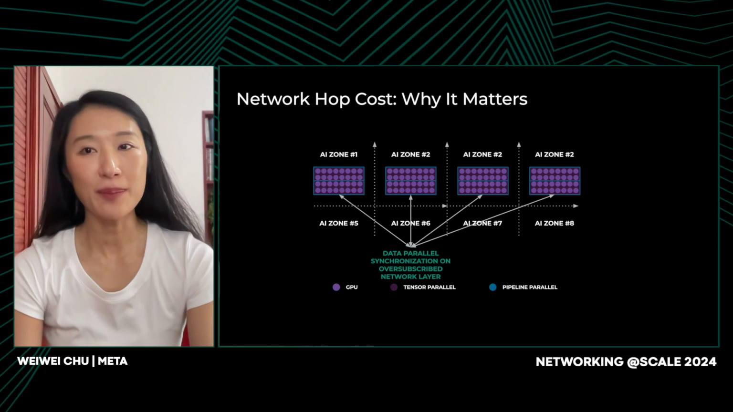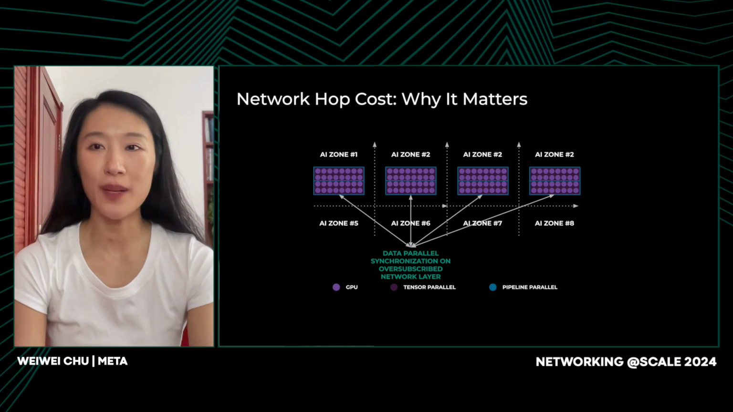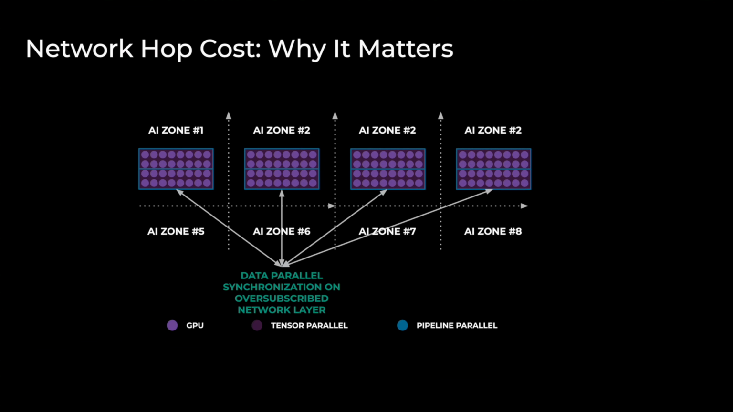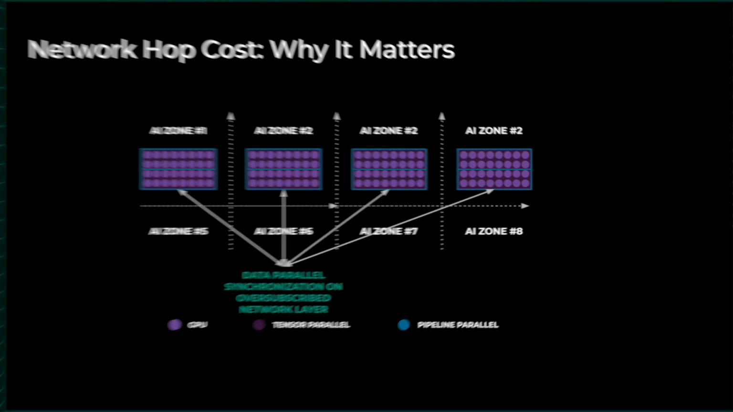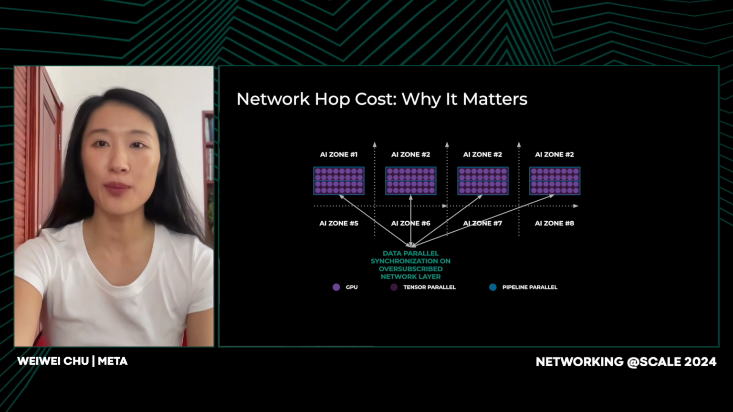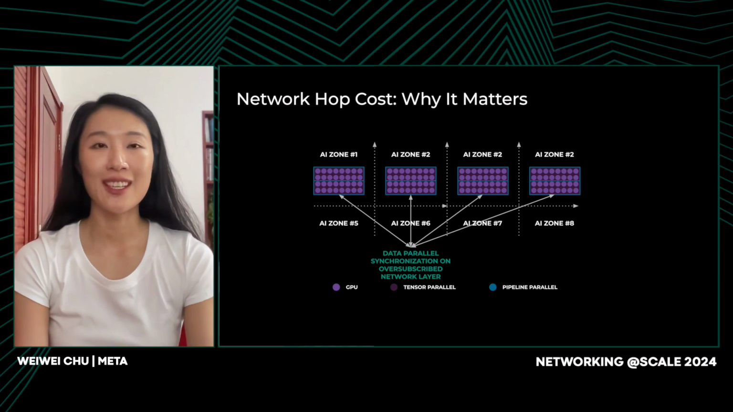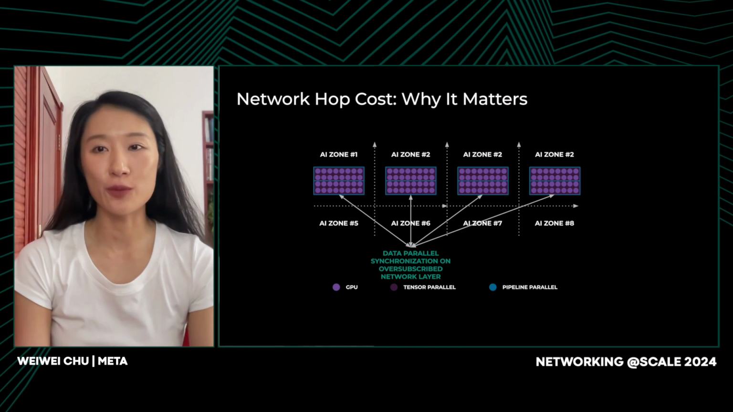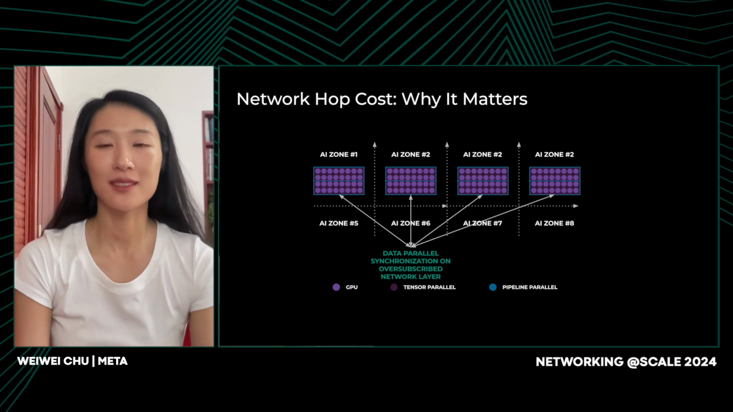Then what will happen if we don't place parallelisms properly? Improper placement will lead to slow communication in a group of GPUs. Suppose we put 2 TP GPUs across AI zones, then the communication in this TP group will be super slow. Since there will be a synchronization point between all the GPUs at the end of each iteration, any slow GPU group will slow down the whole training.